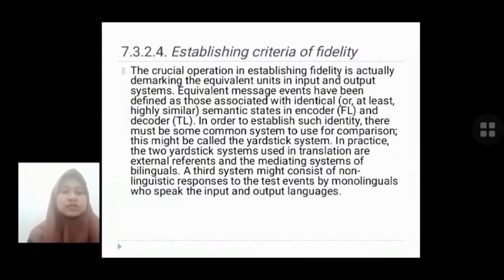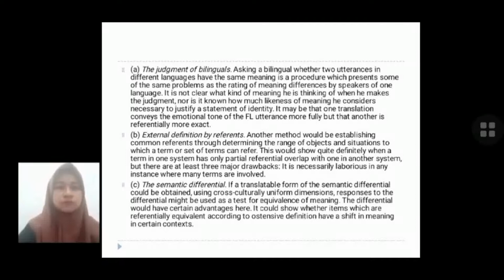In practice, the two yardstick systems used in translation are external reference and the mediating system of bilinguals. A third system might consist of non-linguistic responses to the test given by monolinguals who speak the input and output languages. A. Judgment of bilinguals. Asking a bilingual whether two utterances in different languages have the same meaning is a procedure which presents some of the same problems as the rating of meaning differences by speakers of one language.